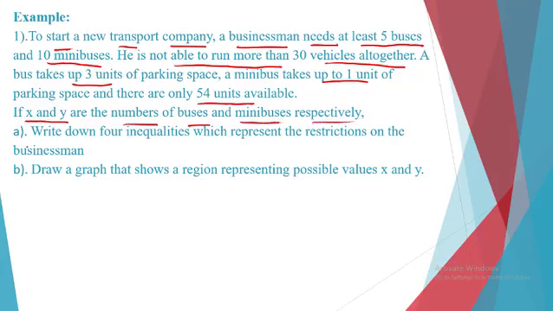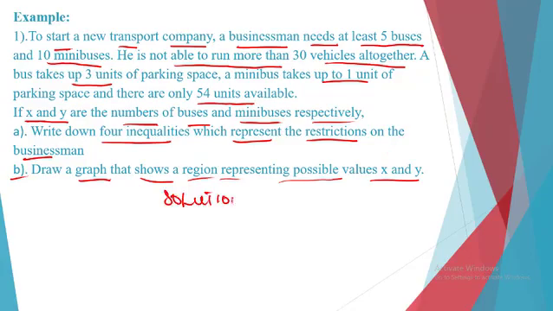The A part of the question asks us to write down 4 inequalities which represent the restrictions on the businessman. The restrictions we just talked about. And then the B part says we should draw a graph that shows a region representing possible values of X and Y. X and Y. Okay, solution.